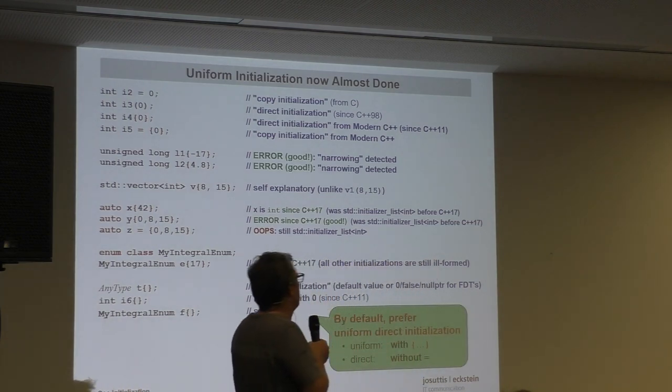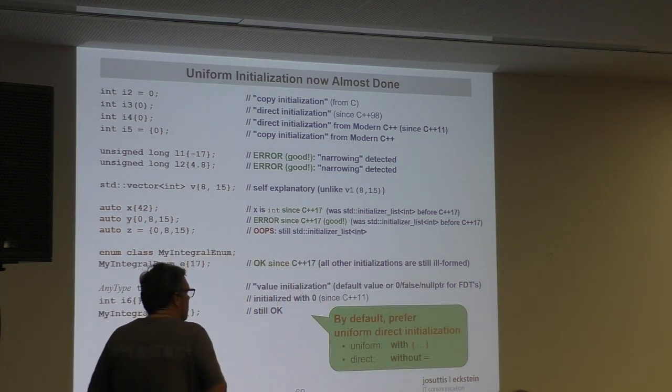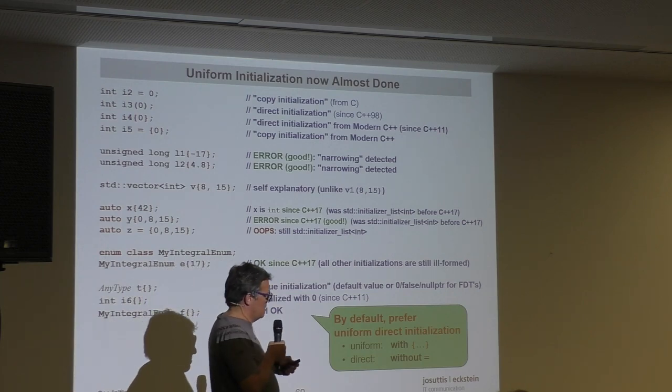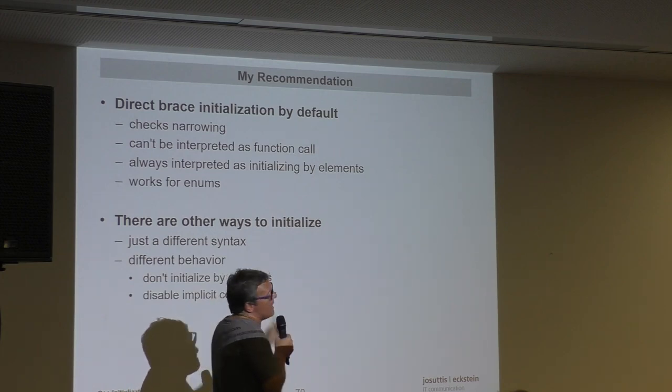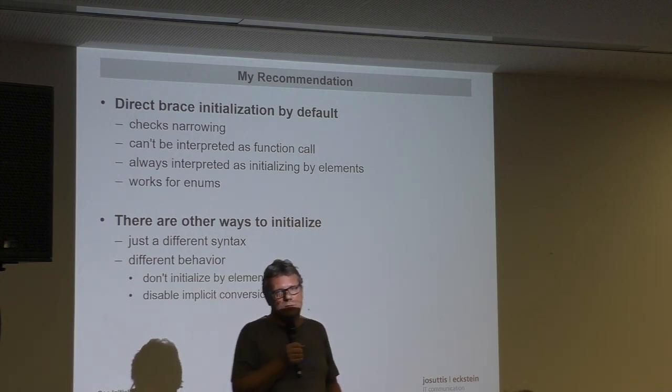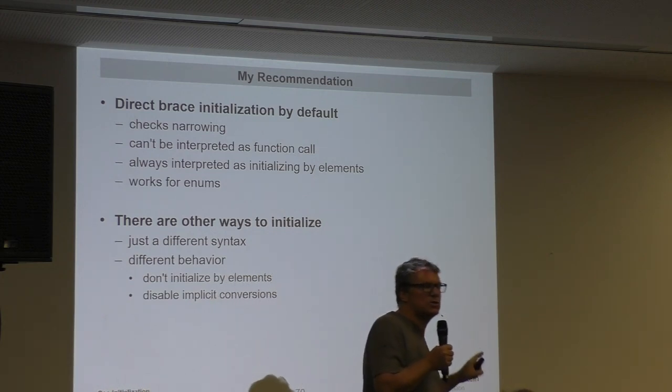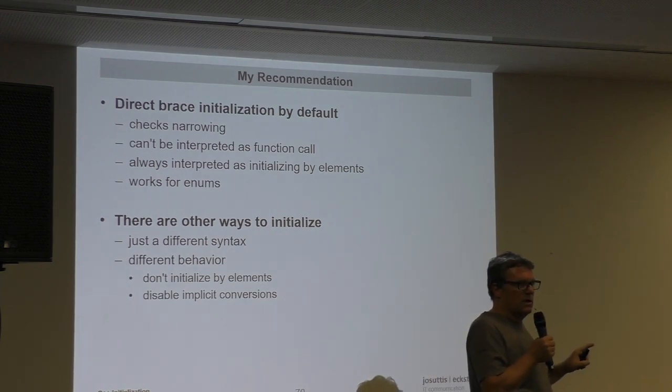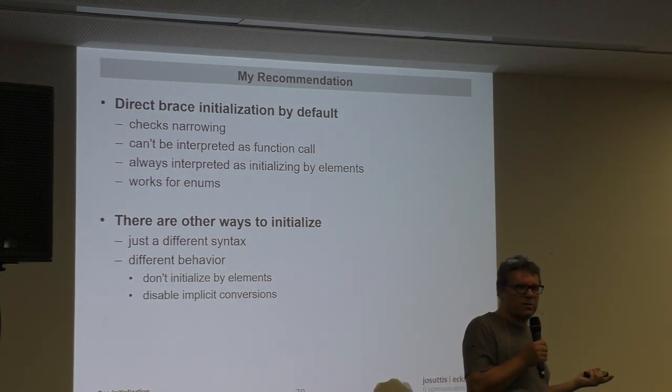So by default, prefer uniform direct initialization. That means with curly braces and without the equal sign. I don't claim that you should always use it. The question is, what should we teach? And where should we start by default?